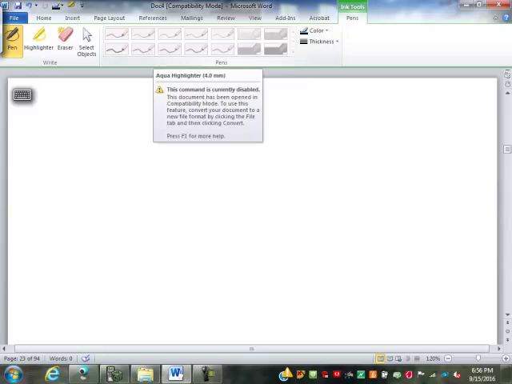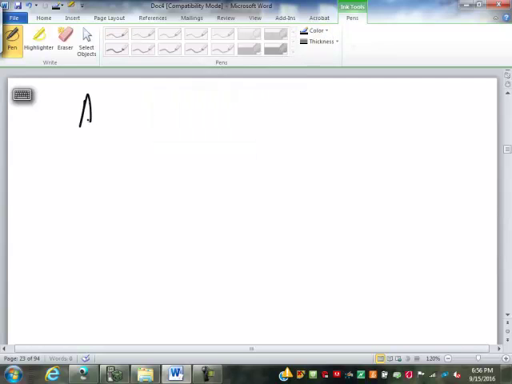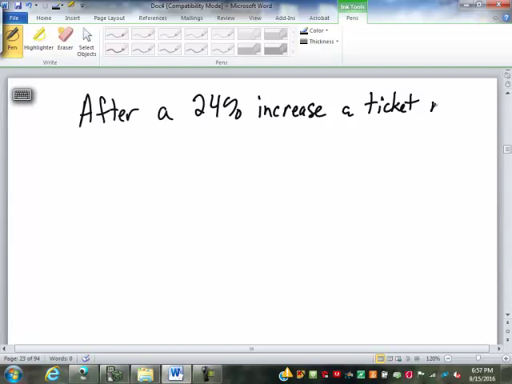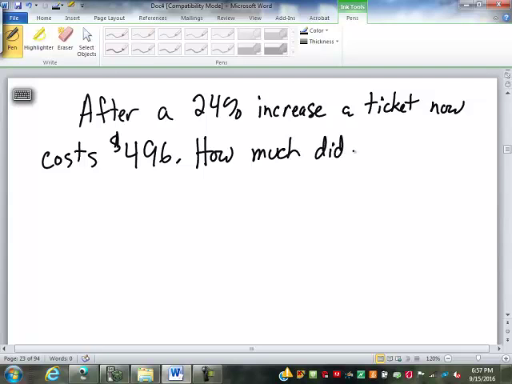Or we end up with a problem like this. After a 24% increase, a ticket now costs $496. How much did it increase?